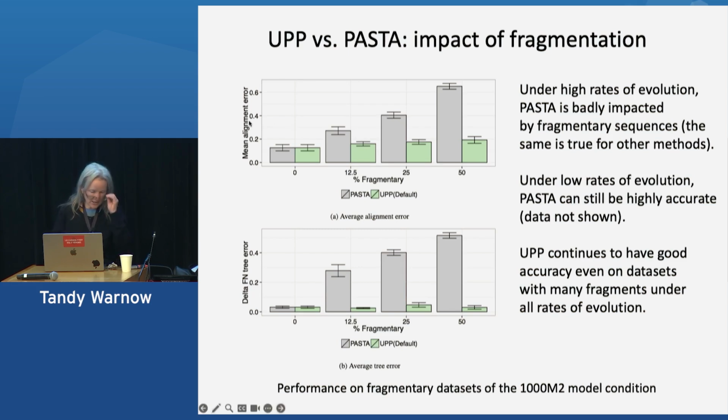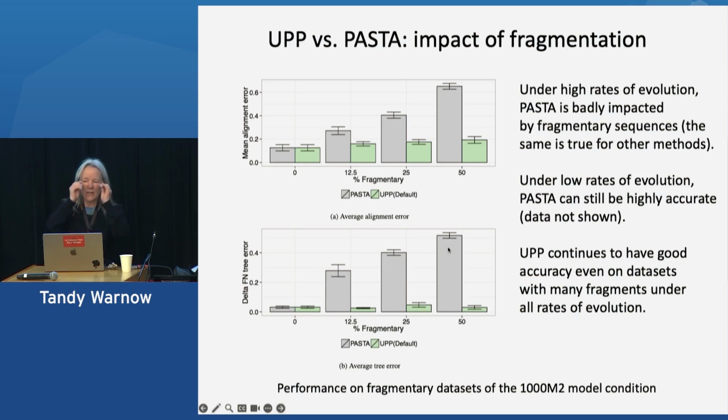So what's being shown here is the alignment error of PASTA versus UPP. And you can see that PASTA has more error than UPP. And that's a function of how much of the data are fragmentary. Tree error we're showing here is the increase in the tree error, not the absolute error, but the increase compared to having everything be full length. And you can see that there's a small increase for UPP, but a huge increase for PASTA.